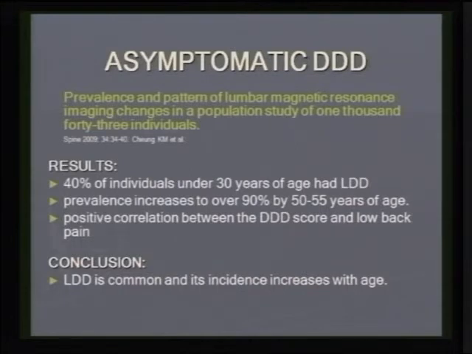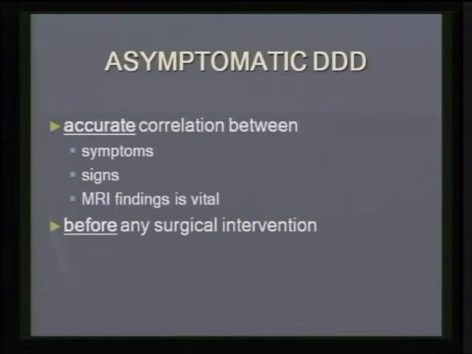So lumbar disc degeneration is very, very common. Its incidence increases with age, and we have to understand that it's commonly seen in the absence of any significant low back symptoms. So the important point, I think, which has to be made at this stage is that there has to be an accurate correlation between symptoms, signs, and MRI findings in particular before any surgical intervention is undertaken. And the accurate diagnosis more and more now is falling upon our hands rather than clinical assessment in being able to make an accurate and concise diagnosis on MRI.